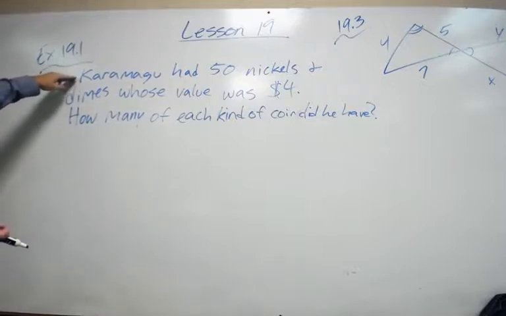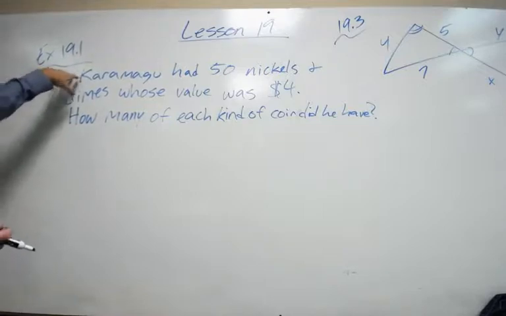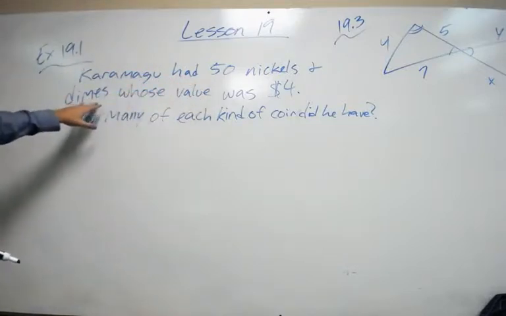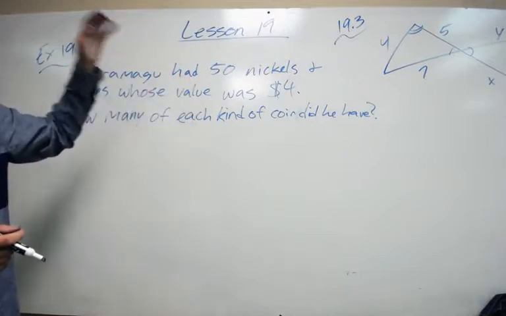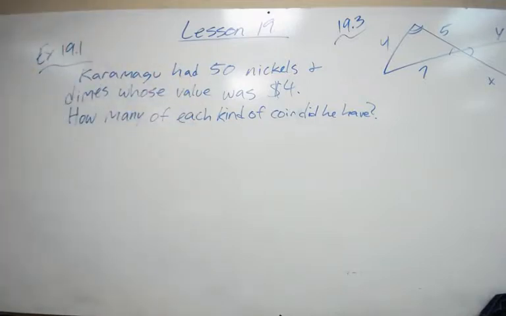Karamagoo, awesome name. Karamagoo had 50 nickels and dimes whose value was $4. How many of each coin did, I don't know if that's he or she, did he have? That's a he name. So he has 50 nickels and dimes, and the value is $4. How many of each kind did he have?